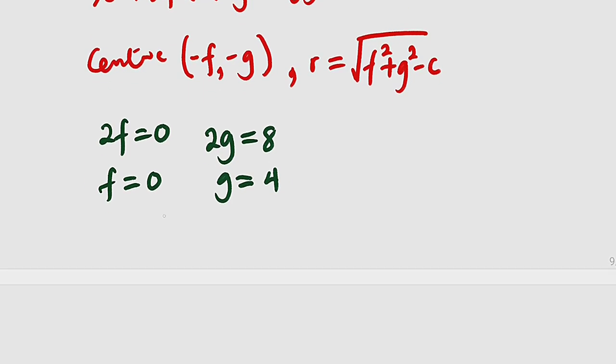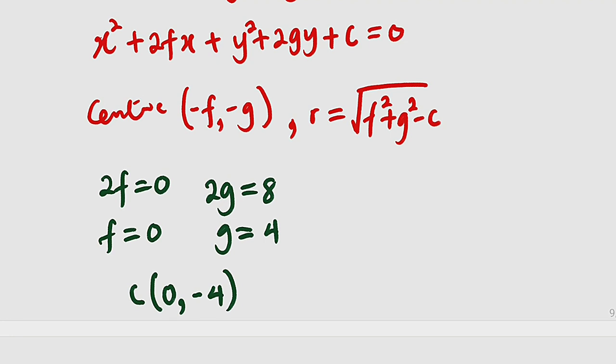So what will be the center? The center of that circle will be negative f. f is 0. Negative 0 is still 0. Then comma, negative g. g is 4. And negative of that will be negative 4. And hence this is the center of that circle.